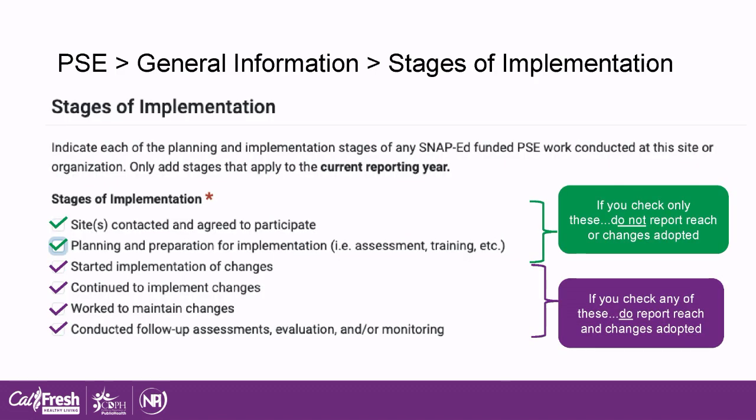So here we're looking at a screenshot of the stages of implementation question you will see in the PSE module on the general information page. The first two checkbox options are considered associated with planning stages, and the last four are considered associated with active implementation stages. You should mark all that apply to your case. We just want to clarify that marking either of the first two boxes without marking any of the latter four communicates to us that you're only in planning stages and should not be reporting reach or changes adopted.